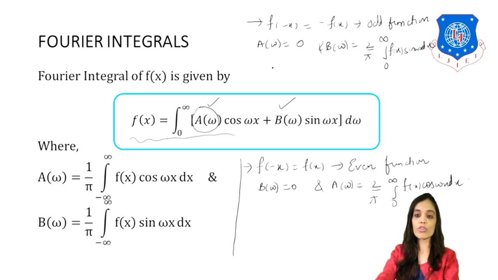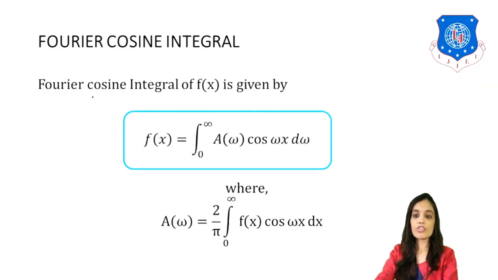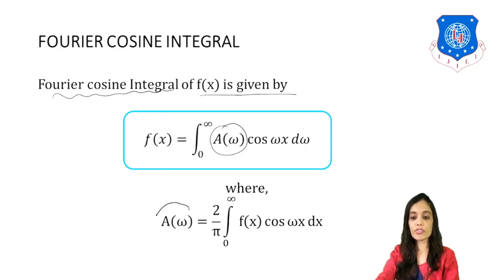Now let us move on to our next topic, that is Fourier cosine integral. Fourier cosine integral of f(x) is given by f(x) = integral from 0 to infinity of A(ω) cos ωx dω, where A(ω) is 2/π integral from 0 to infinity of f(x) cos ωx dx. So whenever you are asked to find Fourier cosine integral, you just have to find your A(ω).